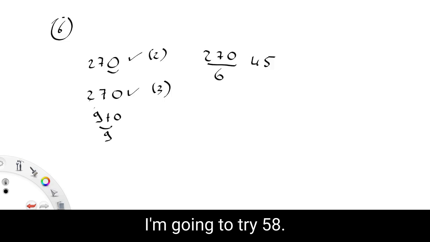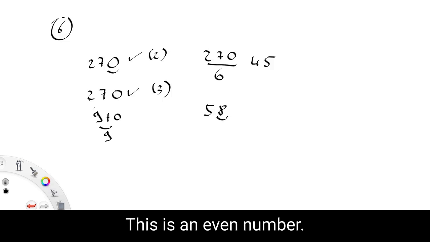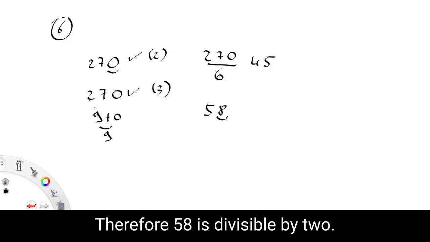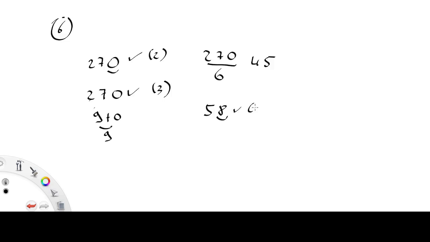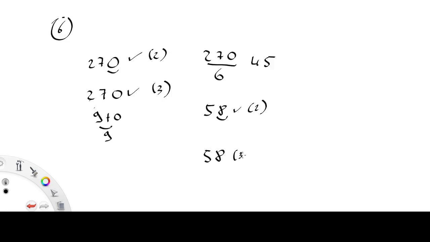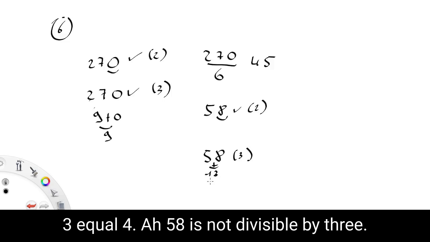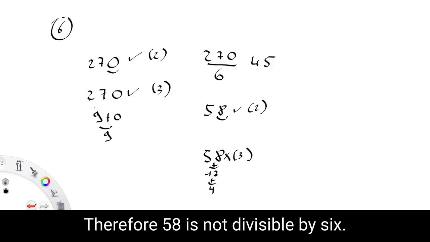Let's see another one. I'm going to try 58. First of all, let's see if it's divisible by 2. The last digit is 8. This is an even number. Therefore, 58 is divisible by 2. Okay, now let's see if 58 is divisible by 3. 5 plus 8 equals 13. 13 is 1 plus 3 equals 4. 58 is not divisible by 3. Therefore, 58 is not divisible by 6.